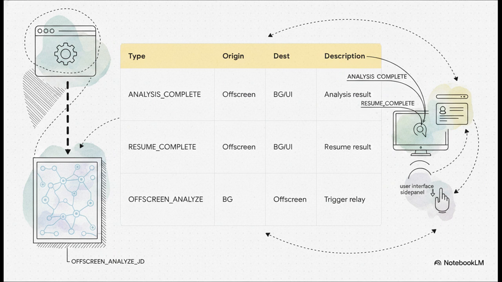The background worker uses off-screen analyze JD to internally bounce the trigger over to the off-screen document. Then, once the AI finishes its marathon thinking session, the off-screen document fires off an analysis complete or a resume complete message. Both the background worker and the user interface side panel are constantly listening for these exact broadcasts.